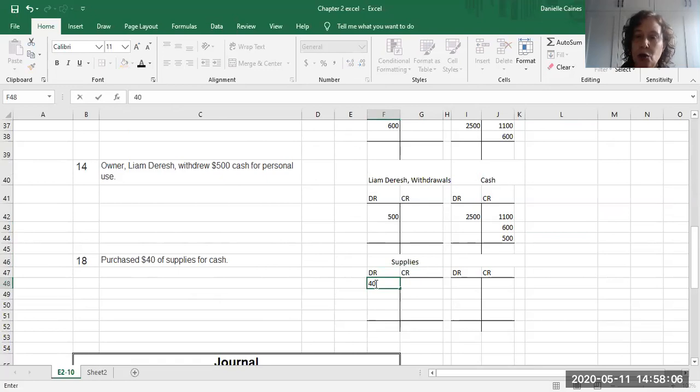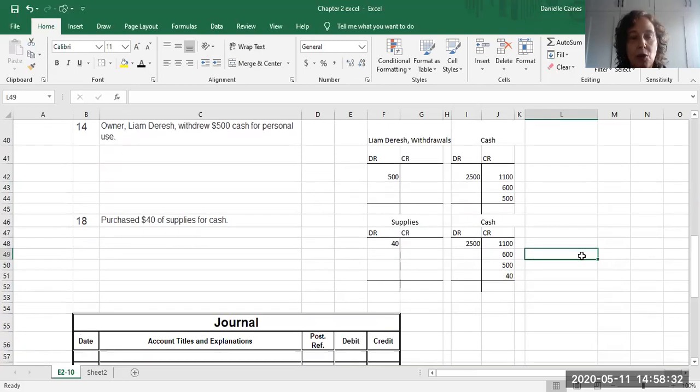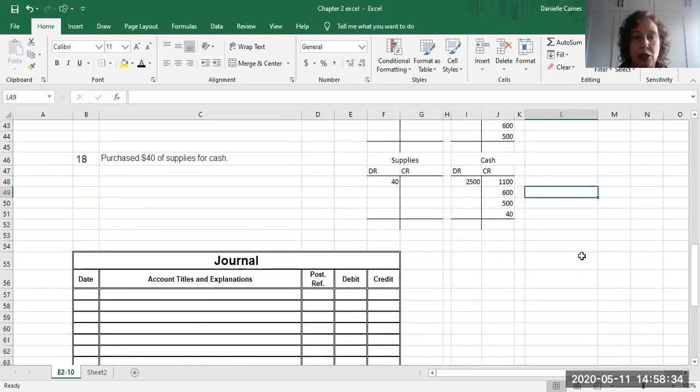And again, we're going to be reducing our cash because they said we're paying for it in cash. So we're going to be reducing our cash by $40. So here's our $40 entry for cash. So we're debiting supplies and we're crediting cash. So we have one debit and one credit for every entry here. So we're in balance.